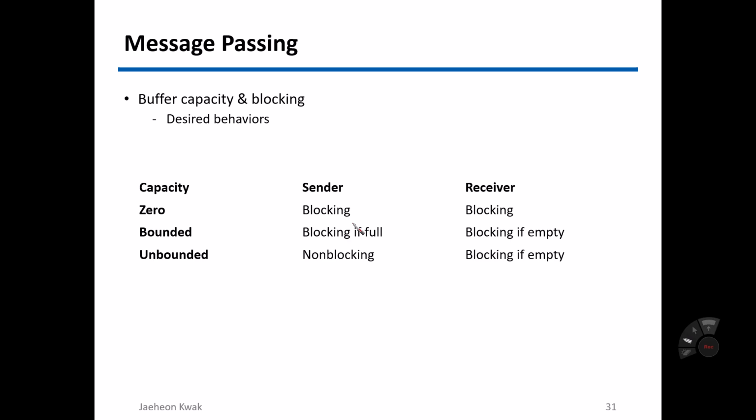When the buffer capacity is 0, we cannot temporarily save the sender's data, right? So the sender and also the receiver have to use blocking send and blocking receive, because there is no buffer. The sender has to wait until the receiver gets the value, and the receiver also has to wait until the sender's data has arrived. So it always has to use blocking send and blocking receive.